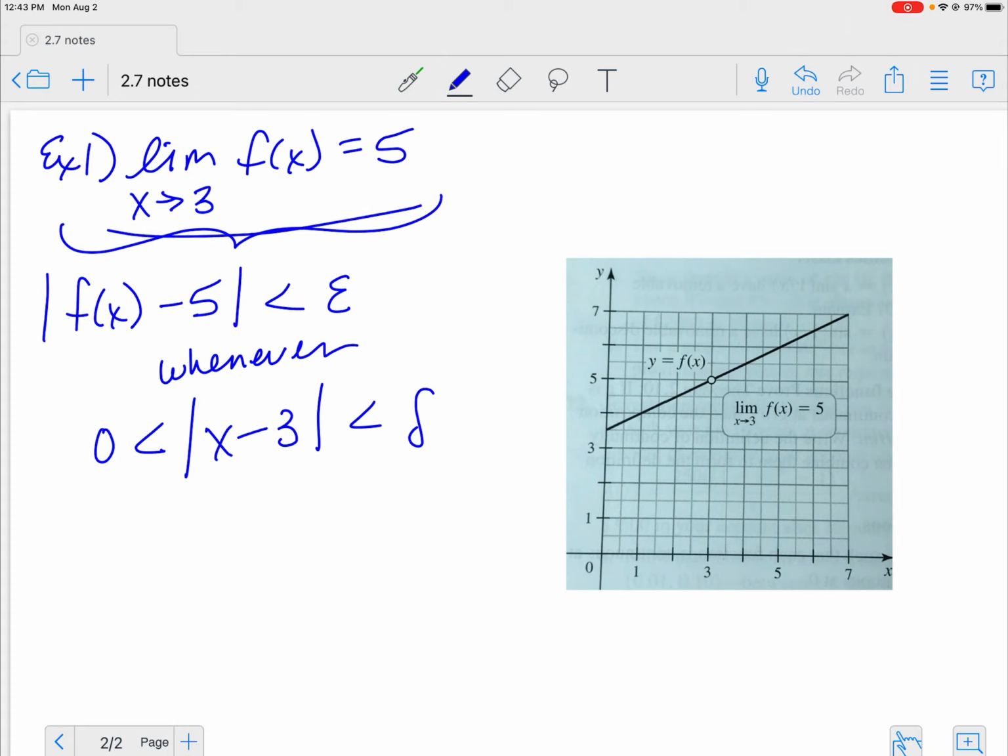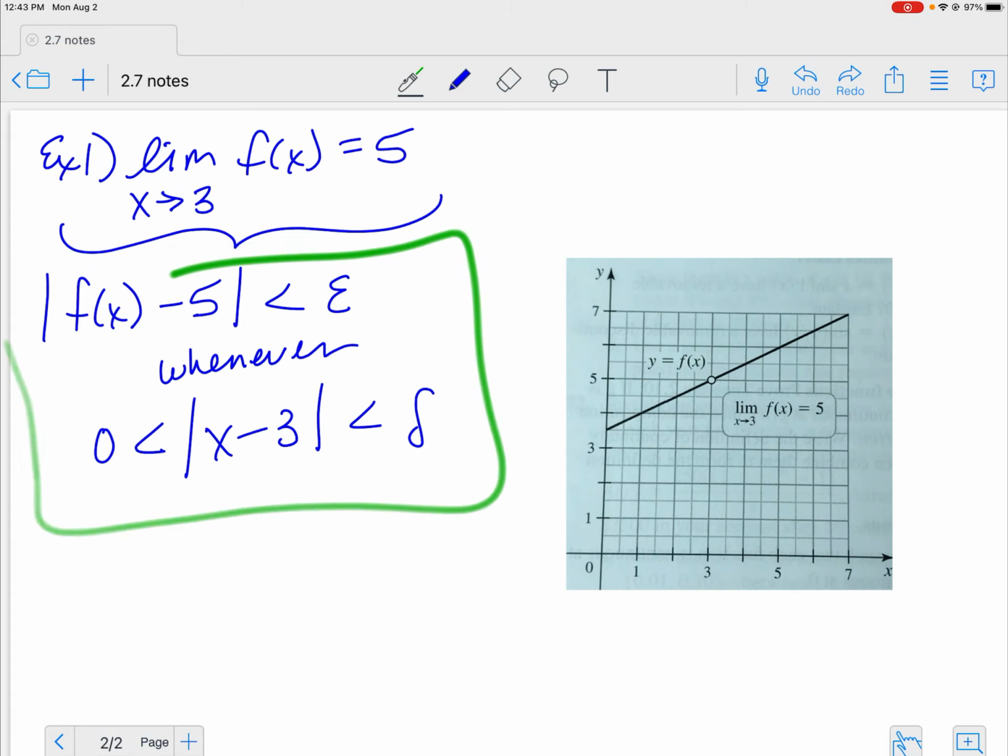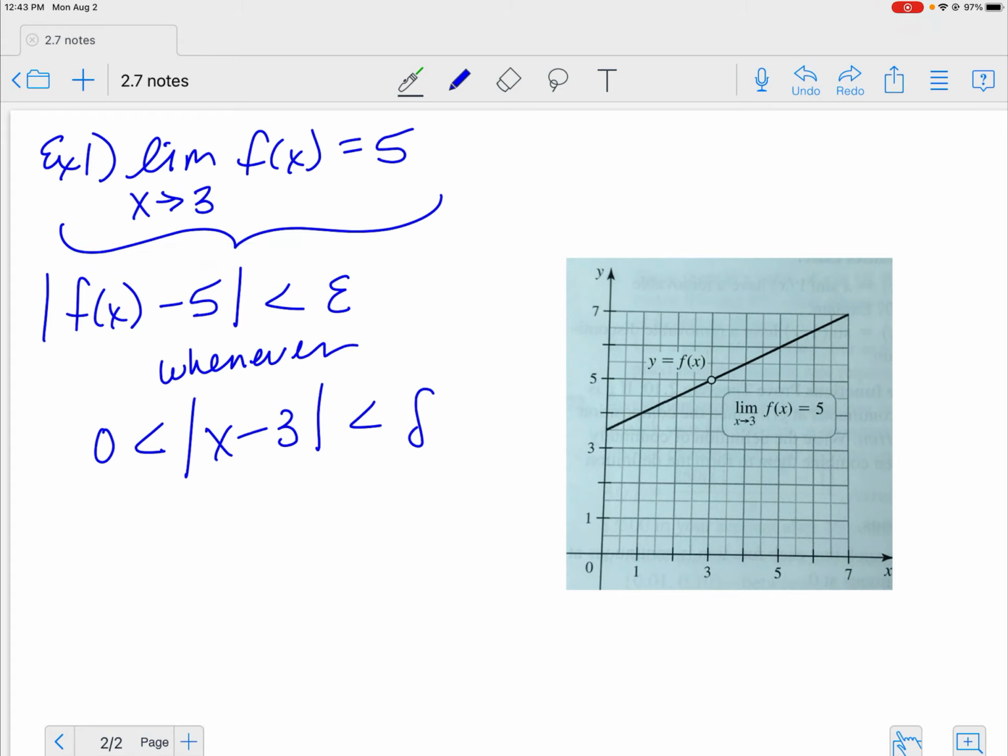So given this limit, we know, right? We're looking at this right now. As x is approaching 3, coming from the left and the right, my limit is 5. We're just going to use this definition in order to prove it. Now, I'm not going to get all crazy on you, all right? Here's what I expect you to be able to do.